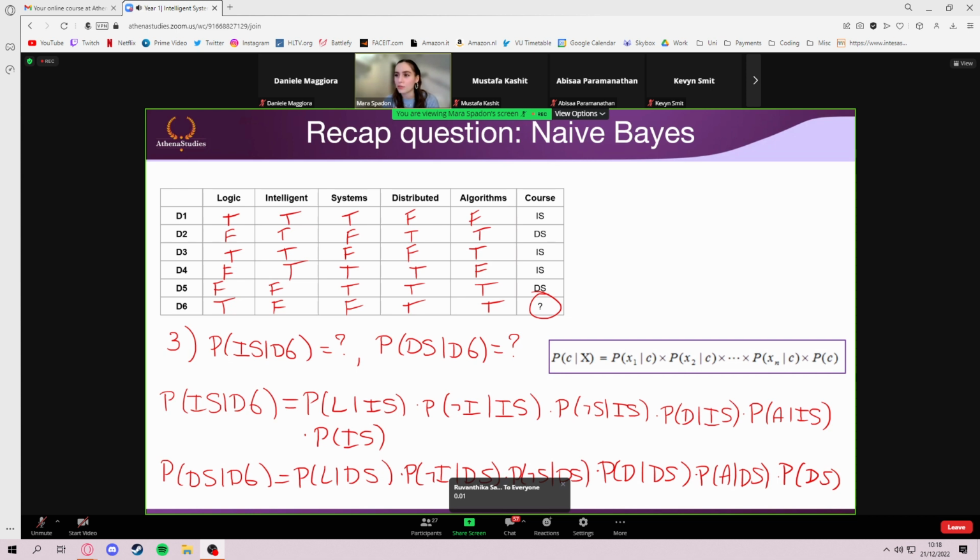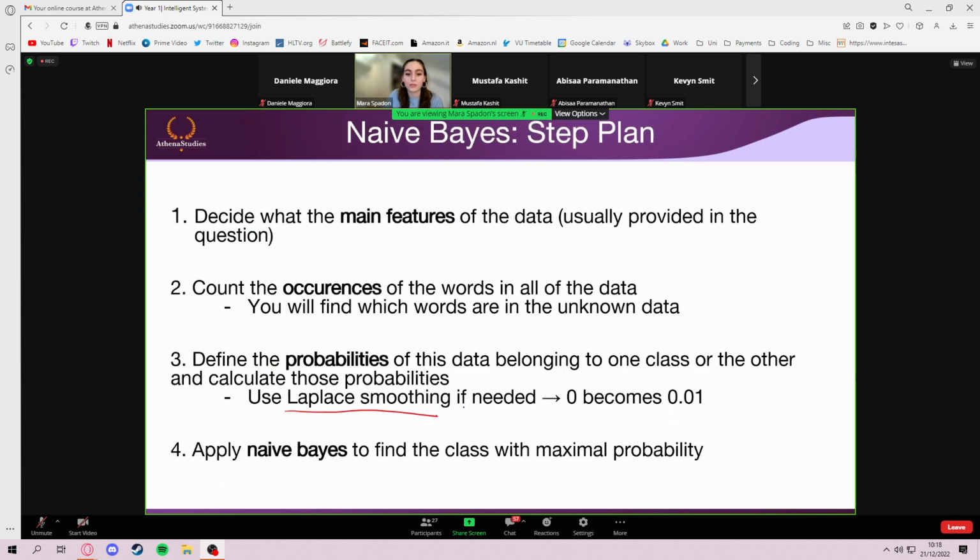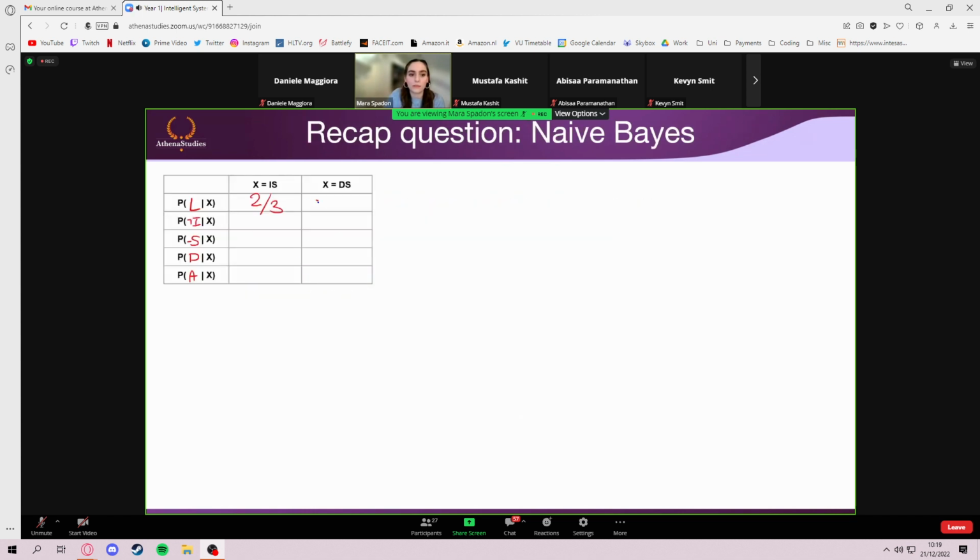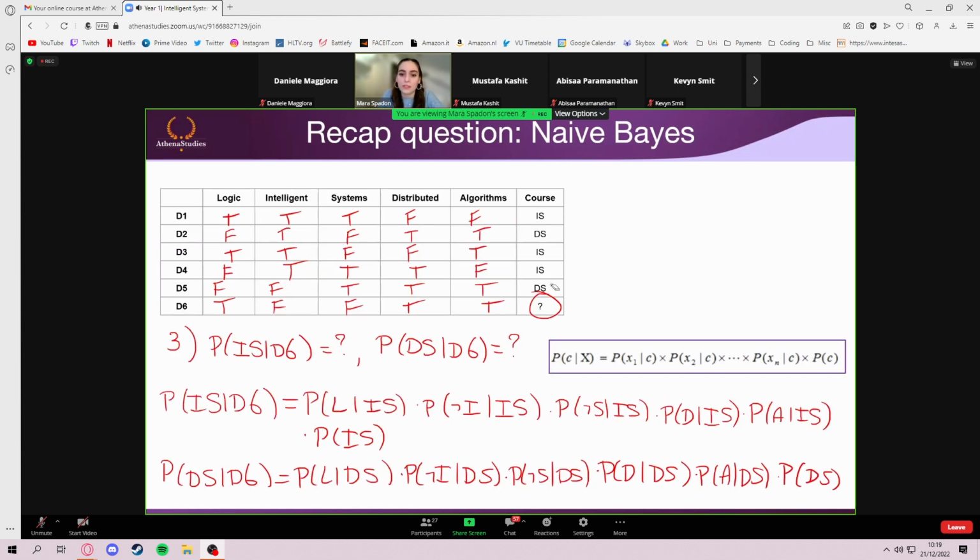Someone's saying 2 out of 5 for the other one, but make sure that we're talking about given IS. That's why it's 2 out of 3. For the other one, I see someone saying 0 and another saying 0.01. That is indeed true. Remember, use Laplace smoothing if needed. So 0 always becomes 0.01. That is very good. Indeed, this one is 0.01. Okay, let's do the same for not intelligent. What is the probability that it is not intelligent given IS?